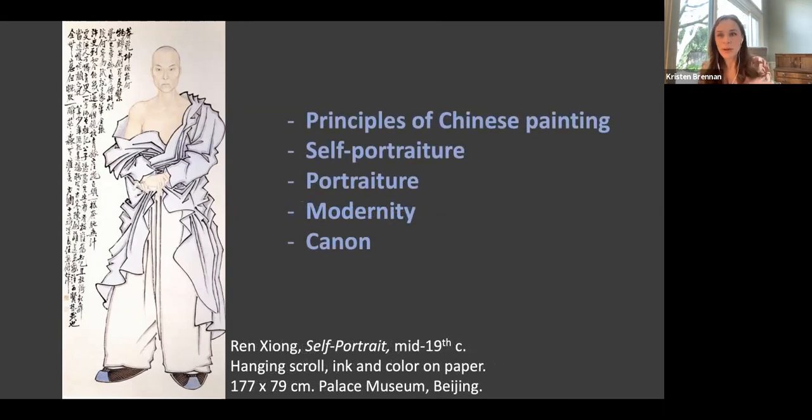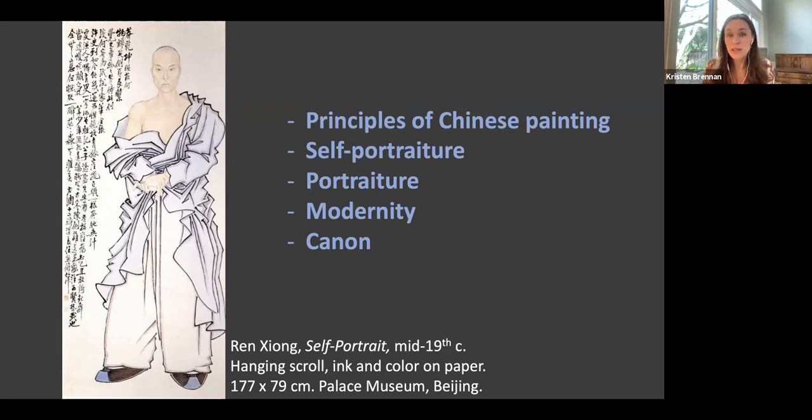So to review, going from the more introductory through the more advanced concepts, we can talk about Ren Xiong's painting as something that embodies these principles of Chinese painting: the use of ink and color, art of the line, calligraphy, the importance of medium and format. We've talked about self-portraiture as something that stimulates this idea of self-presentation, artistic identity, and status of the artist in a particular time.